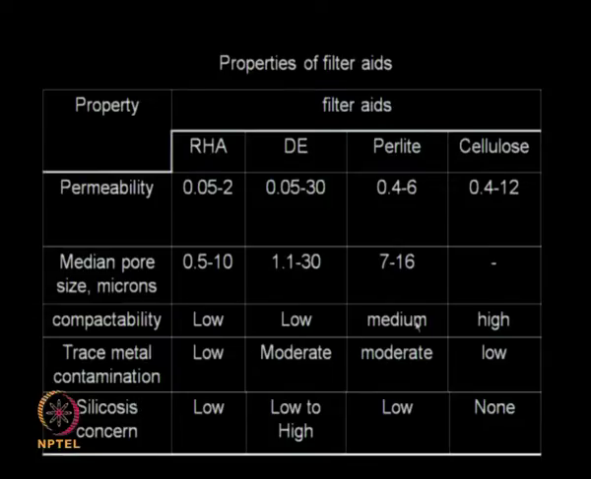So if you are looking at compactability, cellulose has higher compactabilities, whereas perlite-like material has medium compactability. If you are looking at contamination present in these filter aids, you can see that again cellulose has the lowest contamination. Again, if you are interested in the particle size, then you see a large variation in the particle size, and the permeability values also change quite a lot, starting from very low values of permeability going up to almost a factor of 1000.